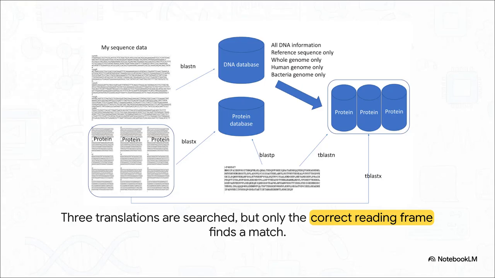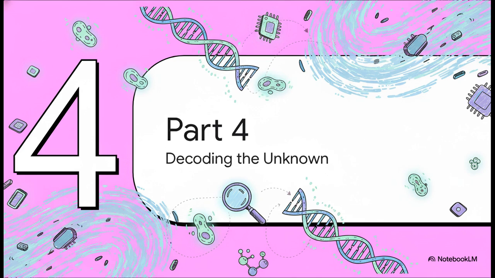This visualizes it perfectly. You've got our one DNA sequence on the left, and it becomes three potential proteins. Two of them are the result of the wrong reading frames. They're just random gibberish. They search the database, and they find nothing. But the third one, the one translated from the correct reading frame, gets a match. It finds its identical twin in the database, and the computer lights up. That's our answer.